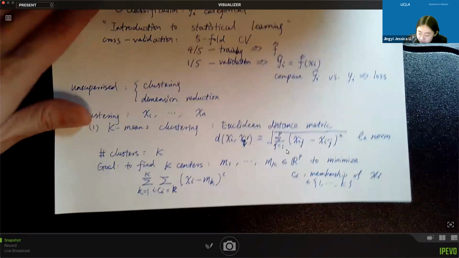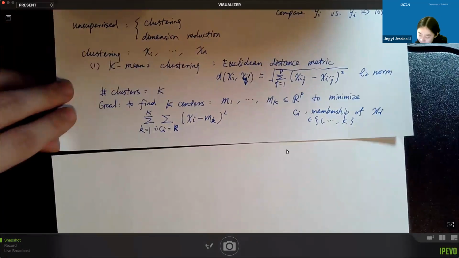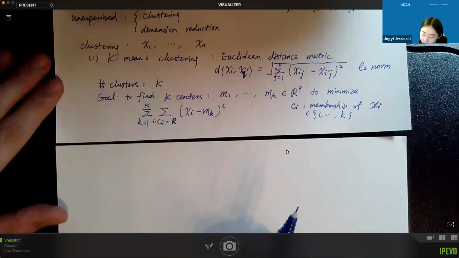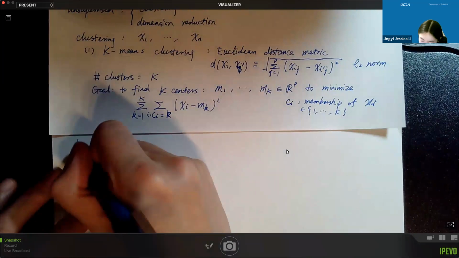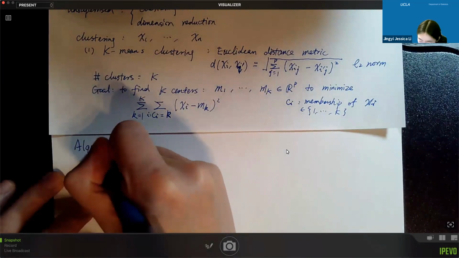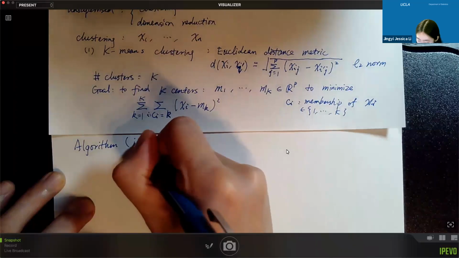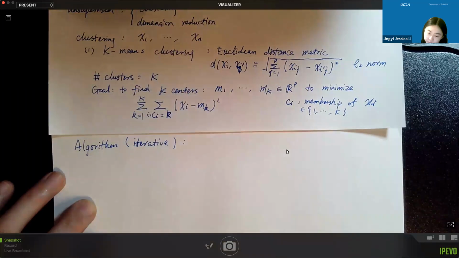So this is something in your homework. I'm also going to introduce the algorithm, but I'll leave the formal justification for the algorithm to yourselves for the homework problem. But today I'm going to give you the intuition of the algorithm. So the algorithm is what we call iterative, which means that we iterate between two steps.